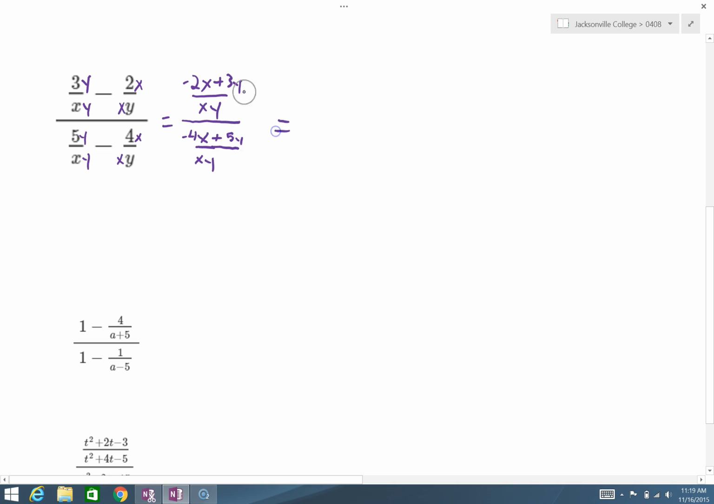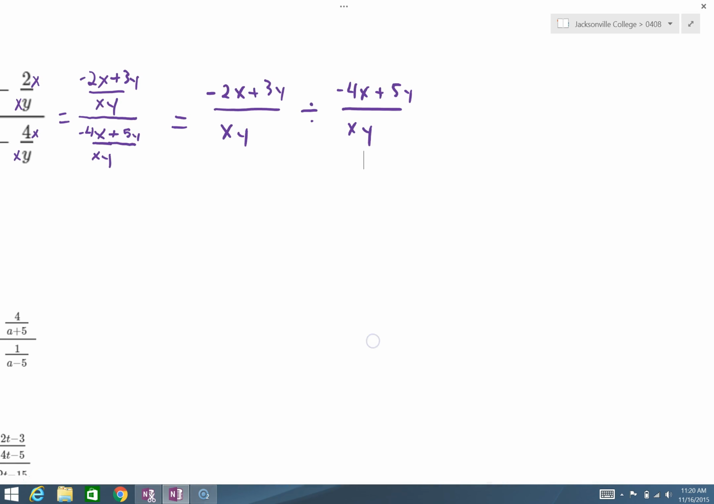Alright, so I have this fraction divided by this fraction. I will rewrite that. Negative 2x plus 3y over xy divided by this fraction, negative 4x plus 5y, over xy. Well, when we divide by a fraction, it's the same as multiplying by the reciprocal.